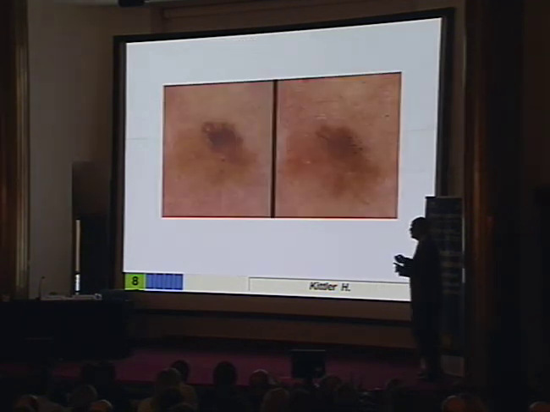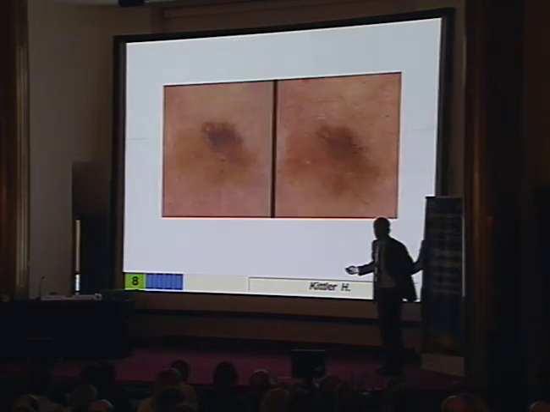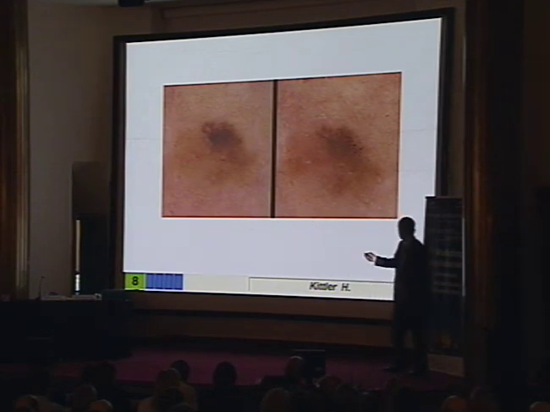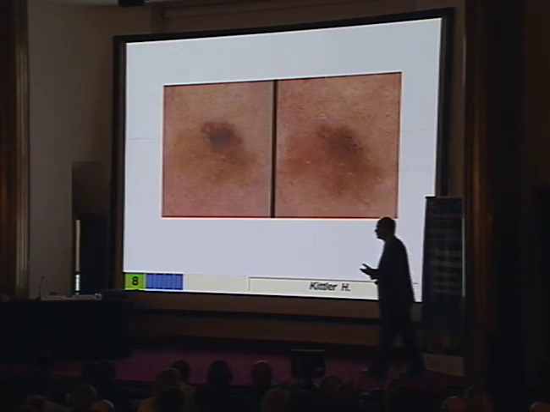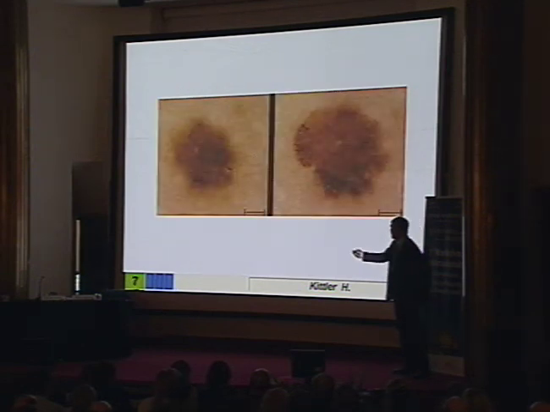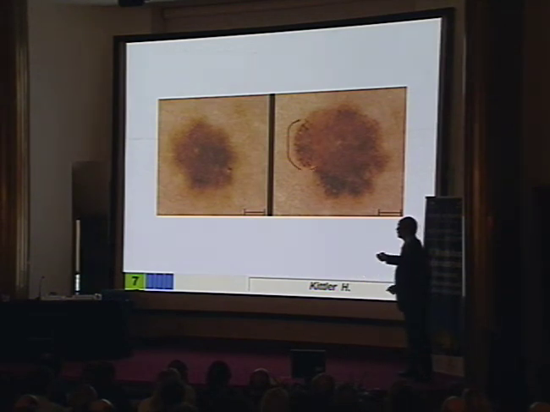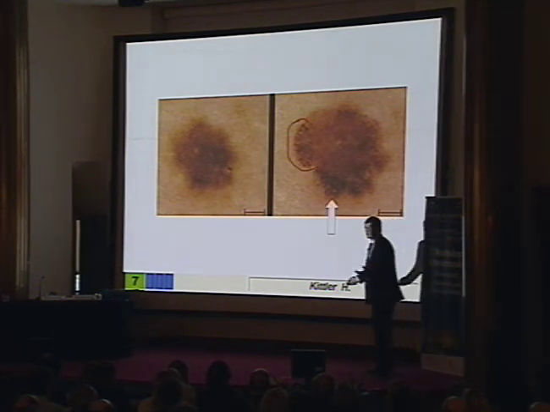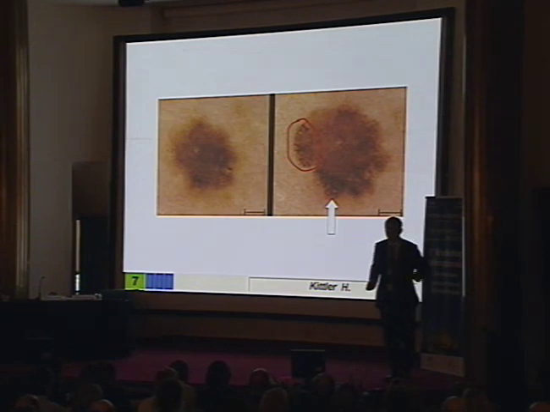Sometimes there is no increase in size. There is only a new structure. For example, here the black dots appeared over time. They were not present at the first visit of the patient. Melanoma in situ. Sometimes you have to look very closely. Very small lesion, 4 millimeter, 3 millimeter. And here you can see an increase in size, and now it can be diagnosed as melanoma in situ.